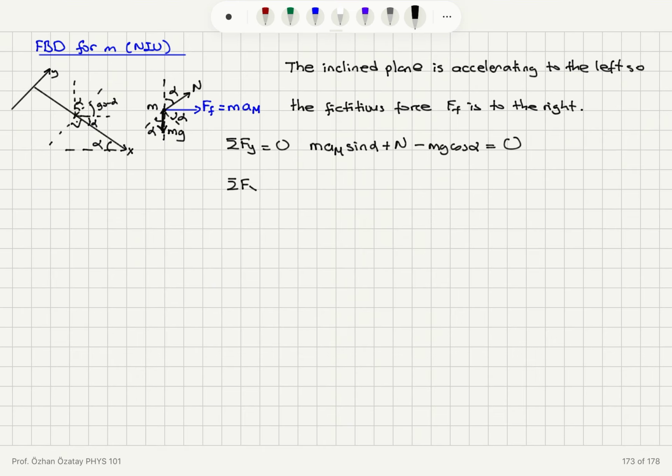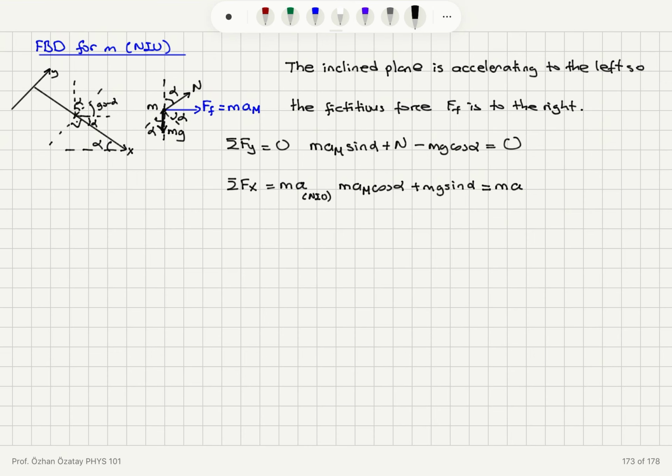The net force on the x-axis is mass times the acceleration of m with respect to capital M, or let me put this in parentheses, acceleration according to the non-inertial observer. So if I take the x components, then I have the fictitious force x component m A_M cosine alpha pointing in plus I hat direction, mg sine alpha pointing in plus I hat direction. Normal force does not have a component. This is equal to ma.